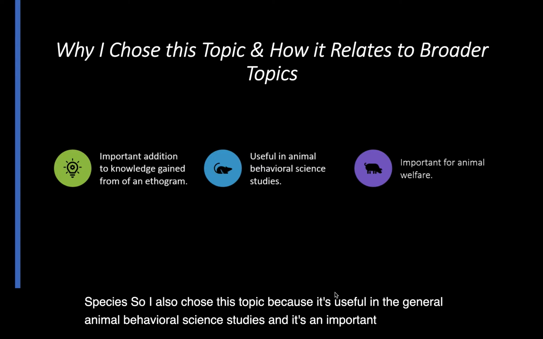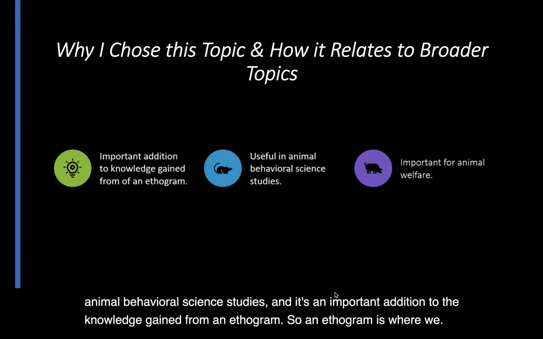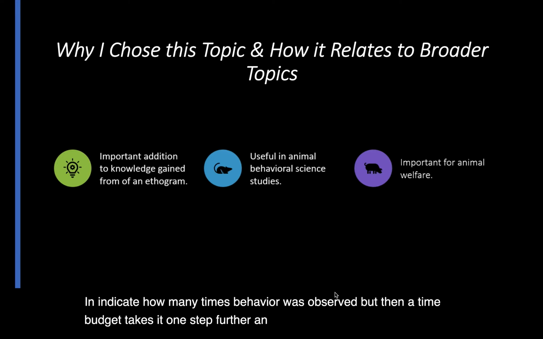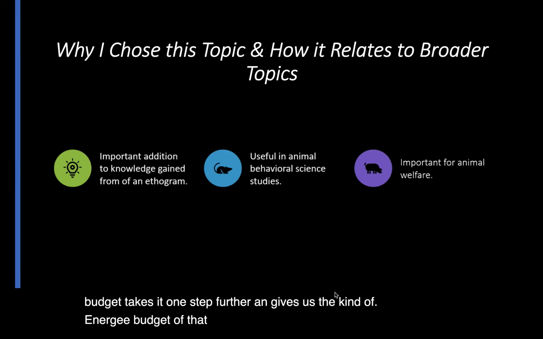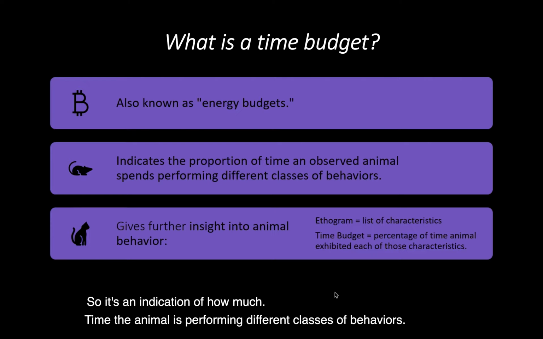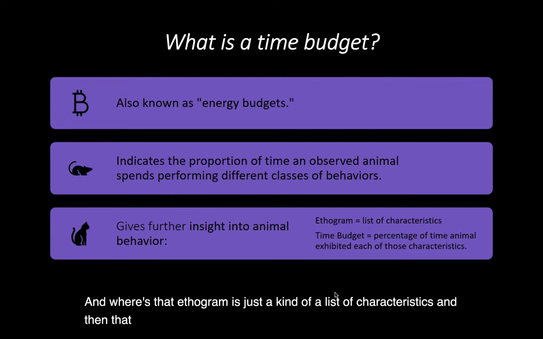I also chose this topic because it's useful in general animal behavioral science studies, and it's an important addition to the knowledge gained from an ethogram. An ethogram is where we indicate how many times a behavior was observed, but a time budget takes it one step further and gives us the energy budget of that animal. It's an indication of how much time the animal is performing different classes of behaviors. The ethogram is just a list of characteristics, and the time budget is the percentage of time the animal exhibits each of those characteristics.